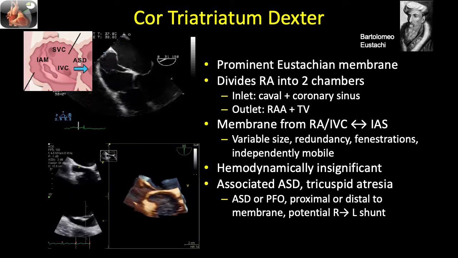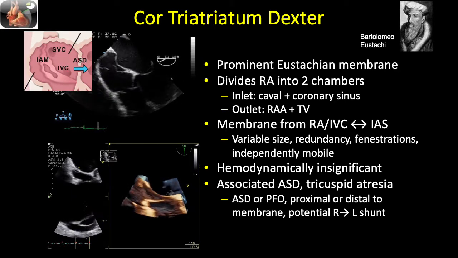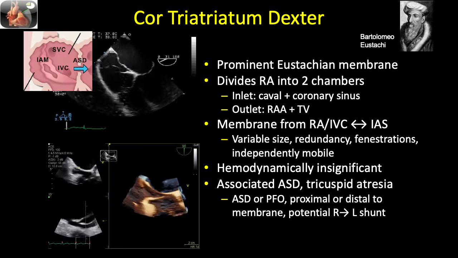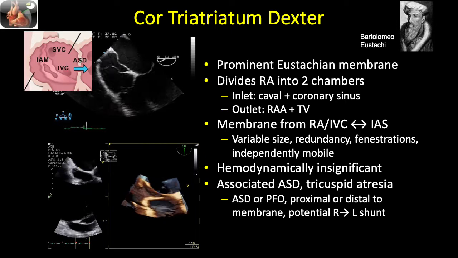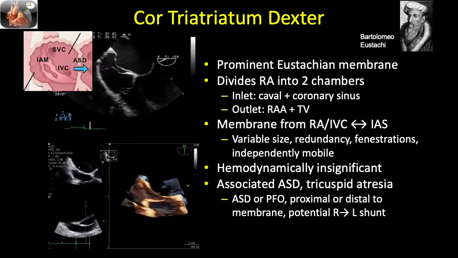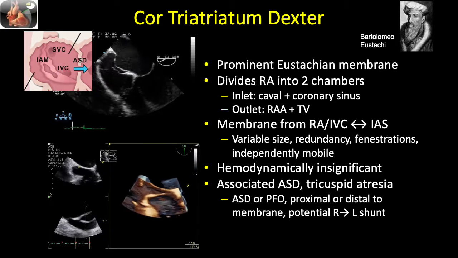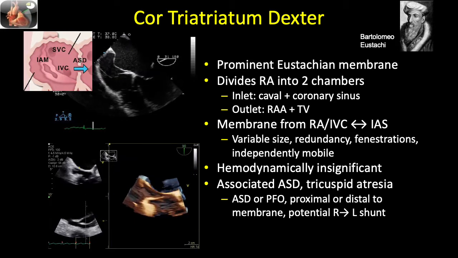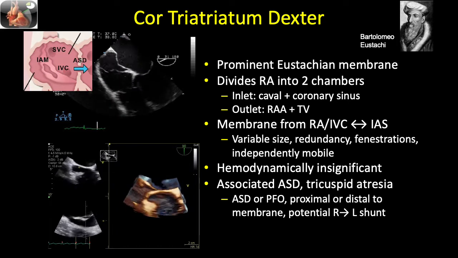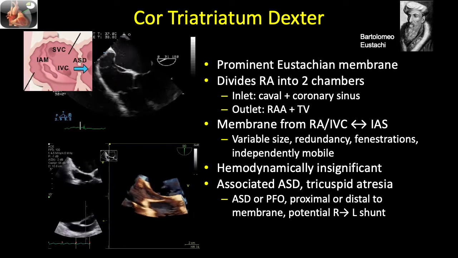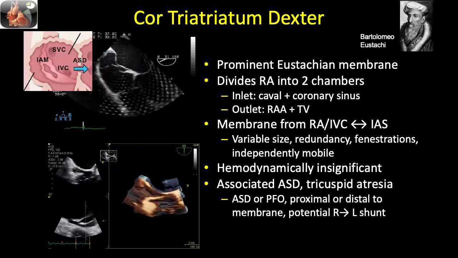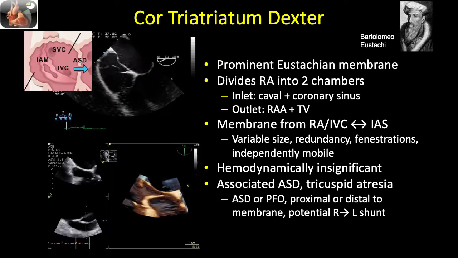The location of the coronary sinus can be variable, but is often located proximal to this membrane. This membrane has variable size, redundancy, and number of fenestrations, resulting in a variable degree of inflow obstruction to the right atrium and tricuspid valve. This condition is hemodynamically insignificant in adults because there is incomplete septation of the eustachian valve.